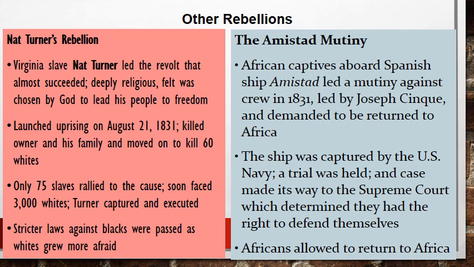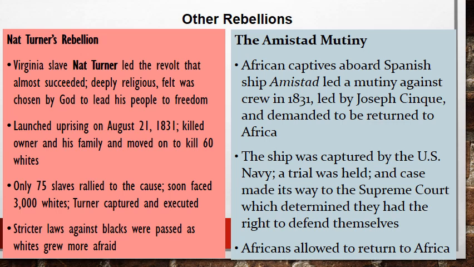A more successful revolt happened at sea, and that was the Amistad. The Amistad was a Spanish ship with slaves on it, in which the slaves, led by Joseph Sankey, rebelled in 1831, took over the ship, and then demanded to be returned to Africa. The U.S. Navy captured the ship. The slaves were taken to the United States, and the slaves were put in jail.